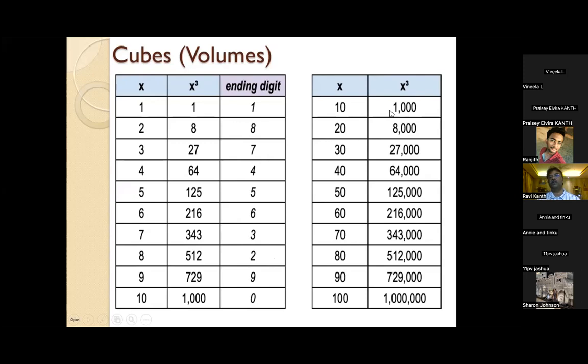10 cube is 1,000 and 20 cube is 8,000. Any number between 1,000 and 8,000, the cube root lies between 10 and 20. So by looking at the last digit, say 1,321, immediately you can say it is between 1,000 and 8,000. The last digit is 1. The answer is 11.